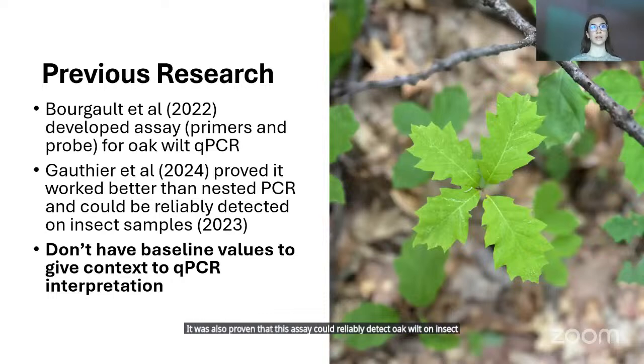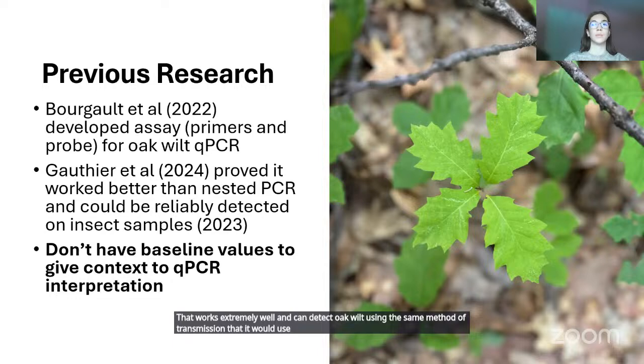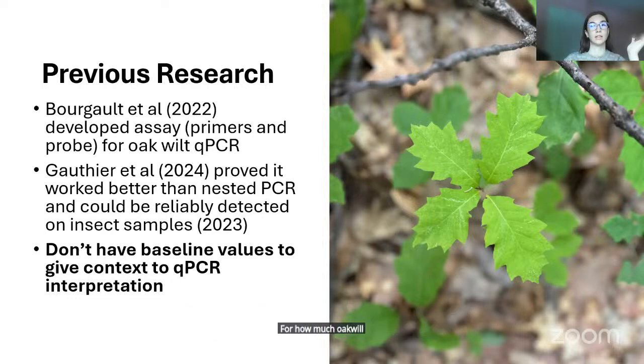So again, this is the really good news. We have technology that's extremely specific to the oak wilt fungus that works extremely well and can detect oak wilt using the same method of transmission that it would use to come to Canada. But the drawback to using this technology right now is that we don't currently have the baseline values for how much oak wilt DNA to expect in an active stand compared to a non-active stand that would give us the ability to interpret what these surveys mean in a landscape context.